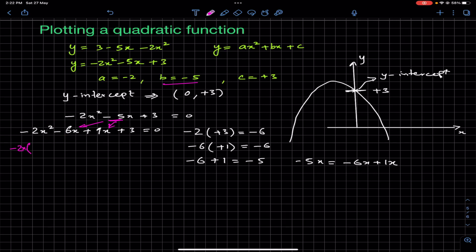So we will be left with x plus 3, and we can take one common from both of these. So we will get x plus 3 equal to 0. And now from both of these terms, we can take x plus 3 as common. So we can write this as x plus 3 times minus 2x plus 1, equal to 0.